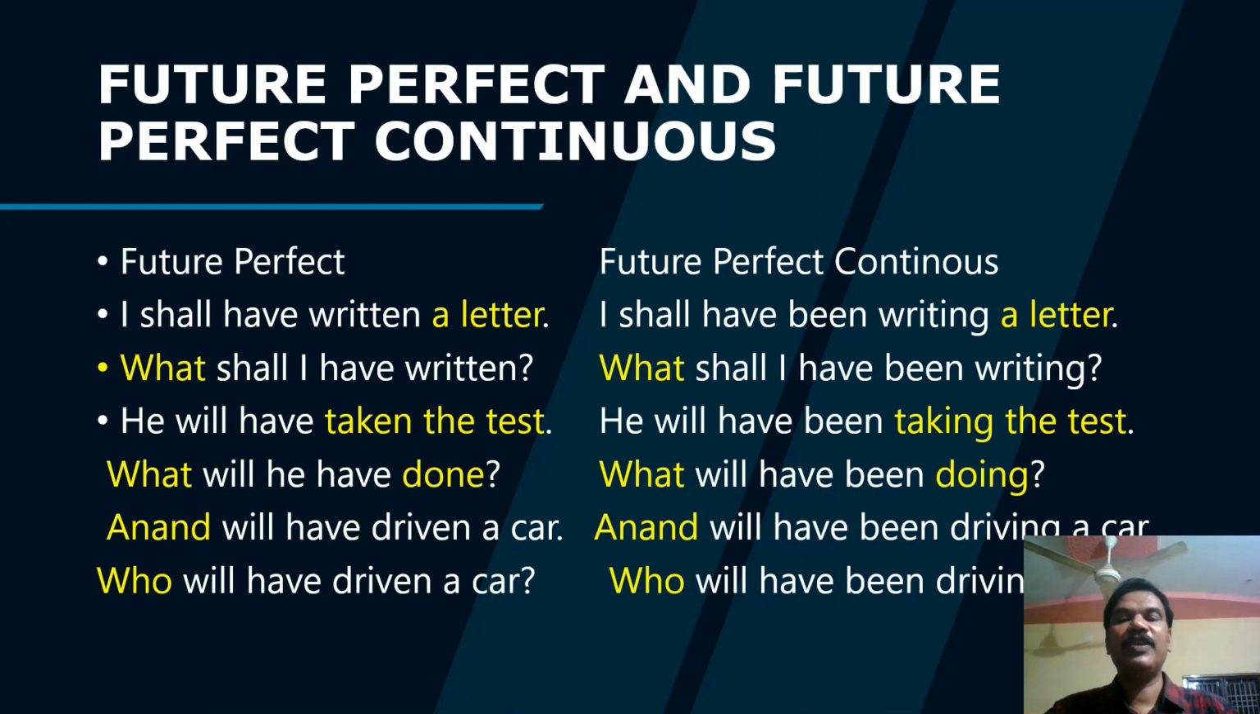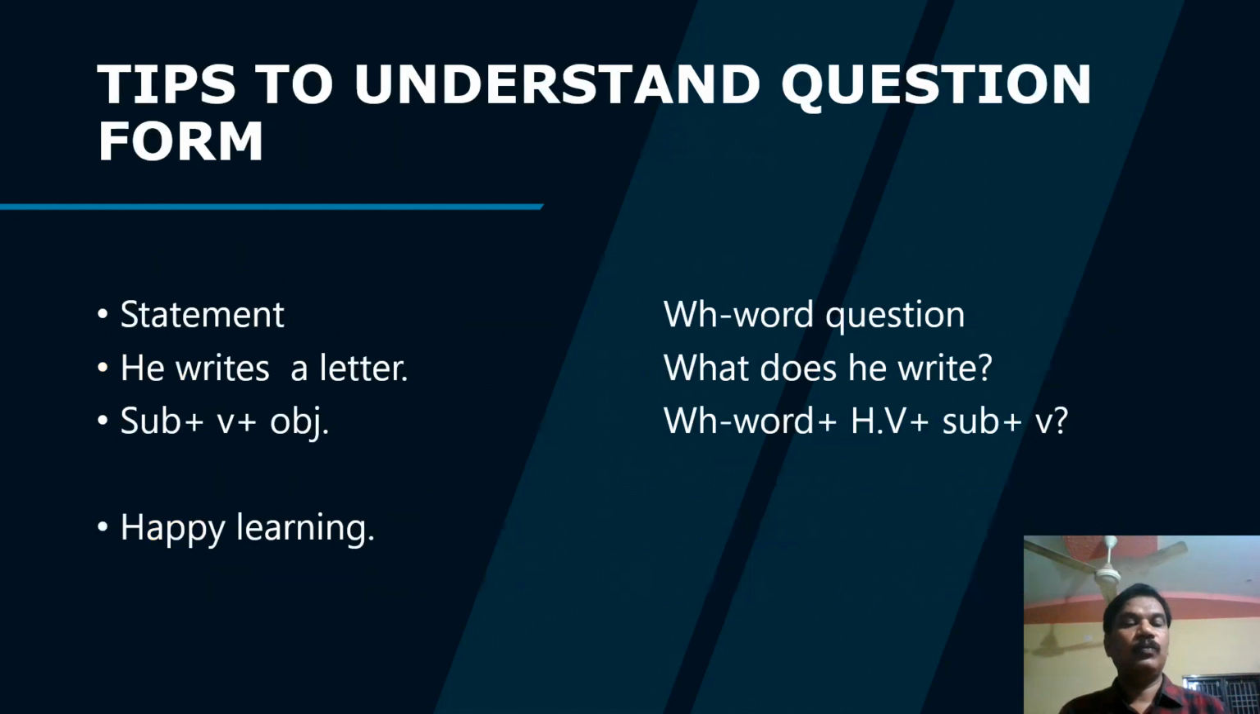I shall have been writing a letter. What shall I have been writing? He will have been taking the test. What will he have been doing? Anand will have been driving a car. Who will have been driving a car? Observe, even if there are many words, don't worry. Only the first two words are there to tell you whether it is a statement or a question. Okay, first two words, I shall, shall I. So this is the formula.